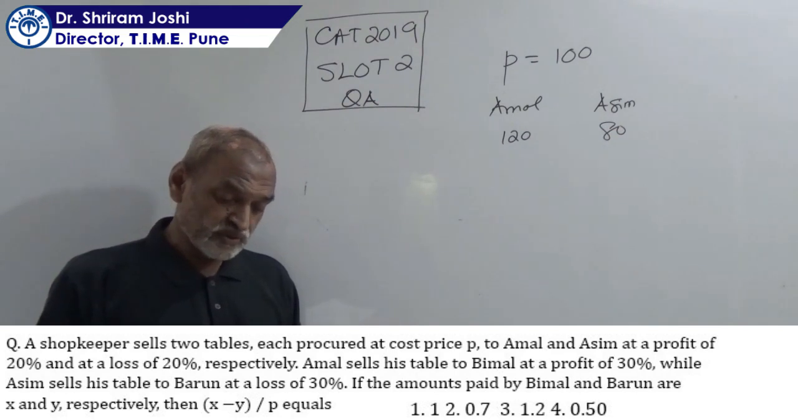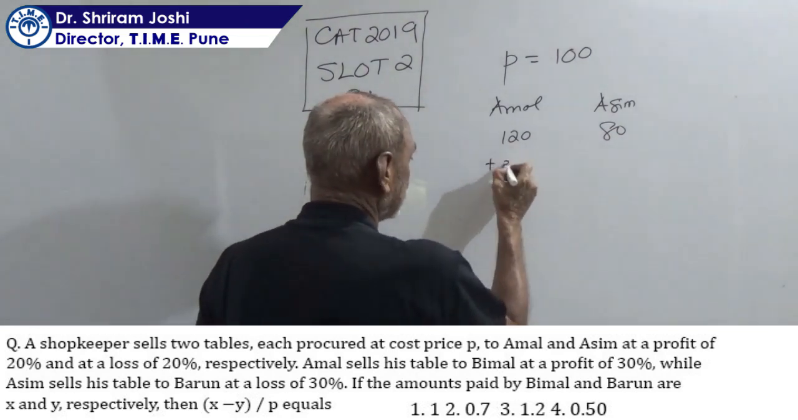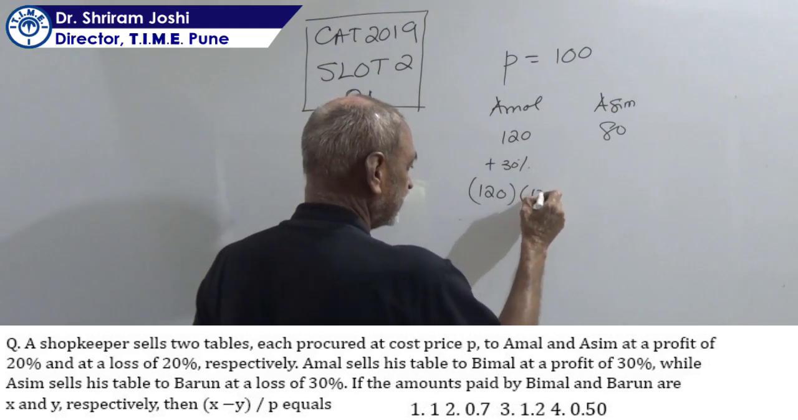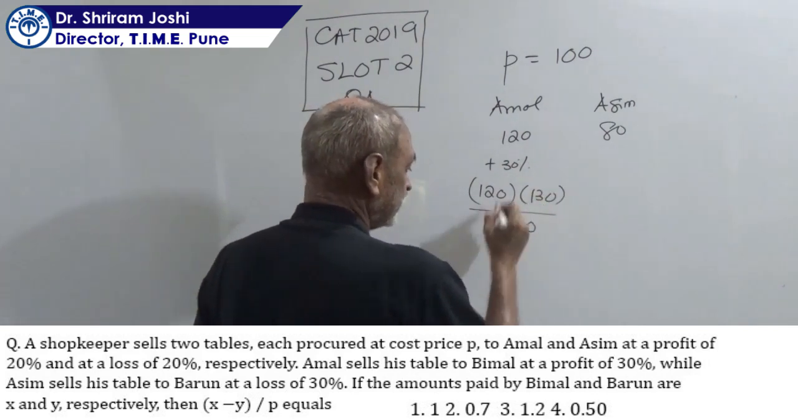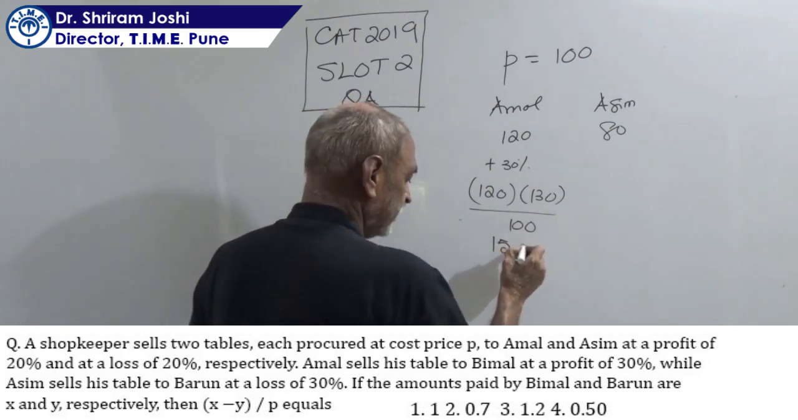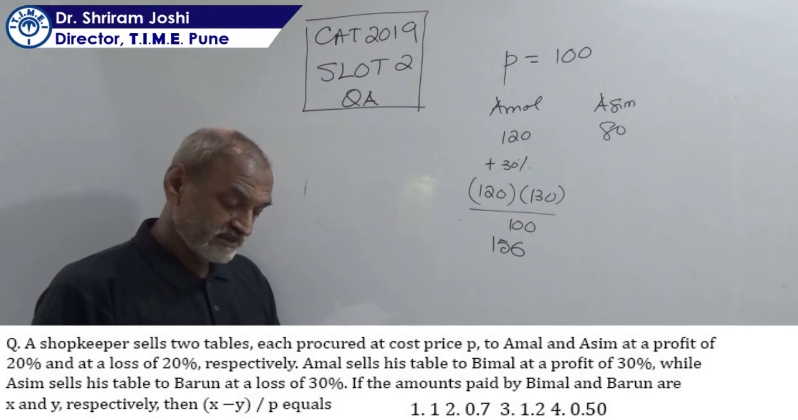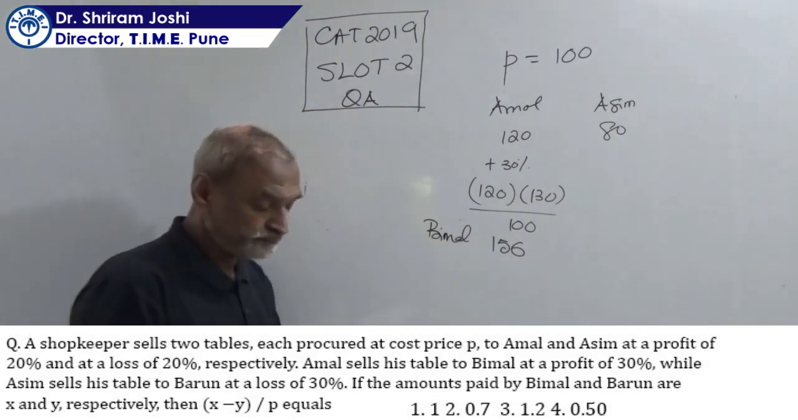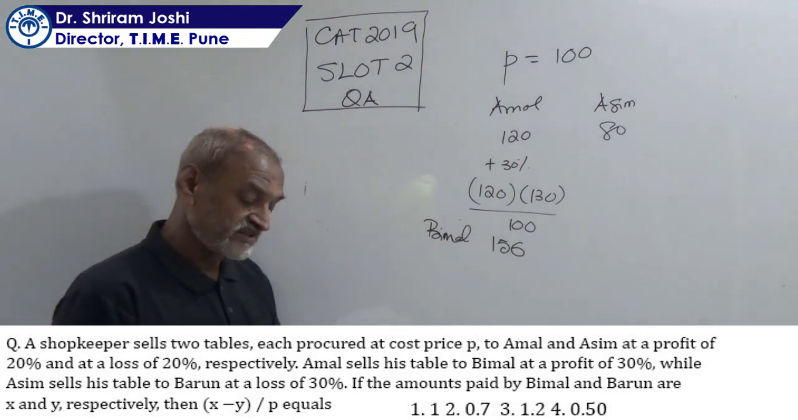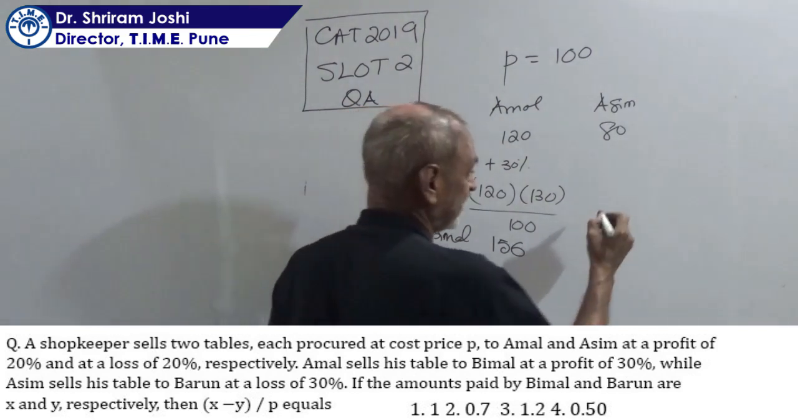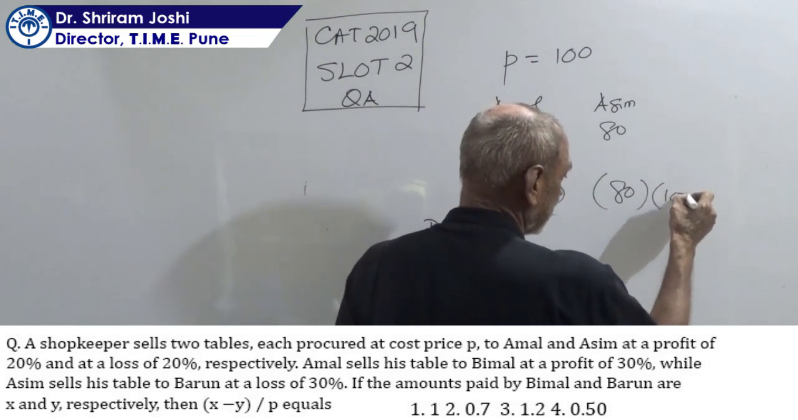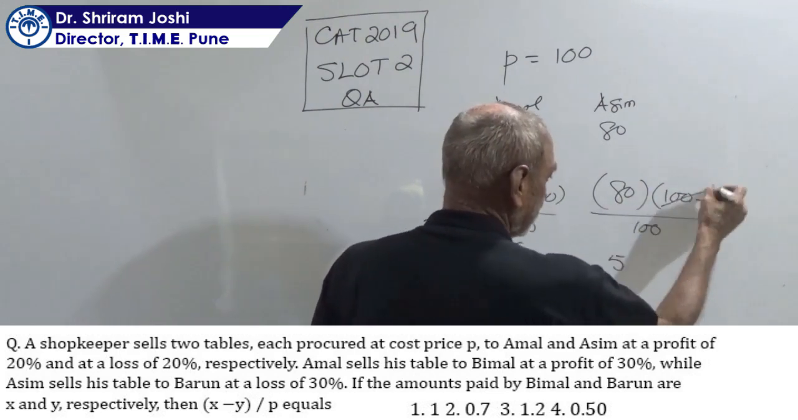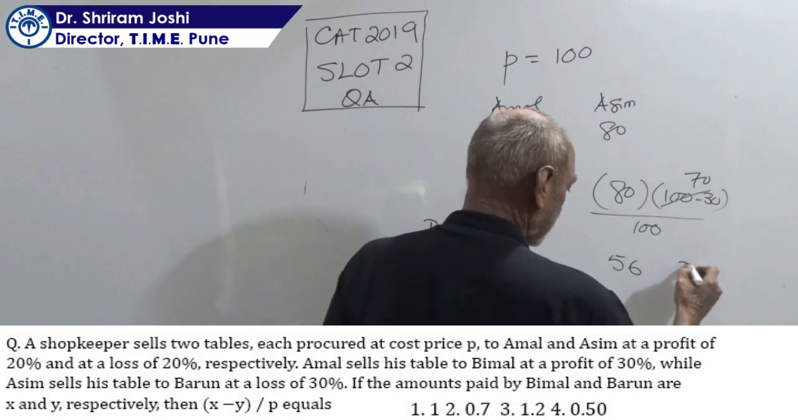Amol sells his table to Bimal at a profit of 30%. So another 30% is added, and if I add 30%, it's basically this calculation. So this is 100, you can use the calculator if you want, this is going to be 156. So Amol sells his table to Bimal, this is Bimal. Well, Asim sells his table to Varun at a loss of 30%. That means 80 times (100 minus 30, which is 70) divided by 100 again, so 56. 7 times 8, 56. This is the balance.